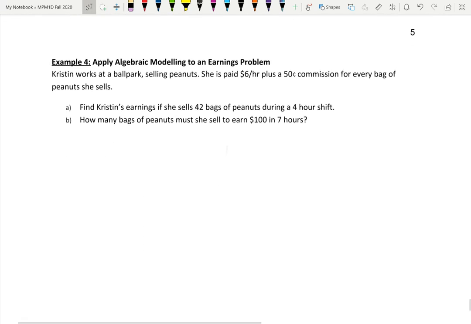Okay, last question. Kristen works at a ballpark selling peanuts. She's paid $6 per hour plus a 50-cent commission for every bag of peanuts she sells. Just so that you know, when I'm going to include the 50 cents in my equation, I'm not going to write 50. I'm going to write 0.5. You can write 0.50, but that 0 doesn't really matter. It doesn't make a difference. So 0.5.